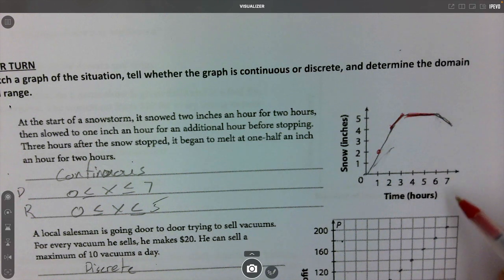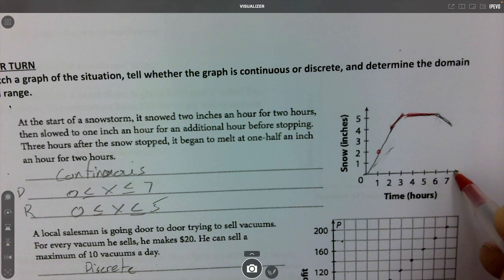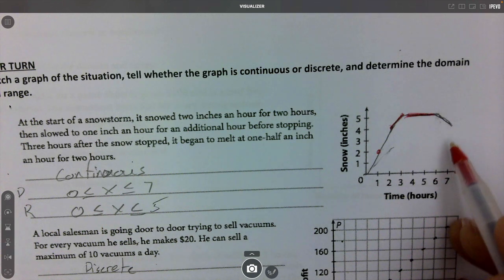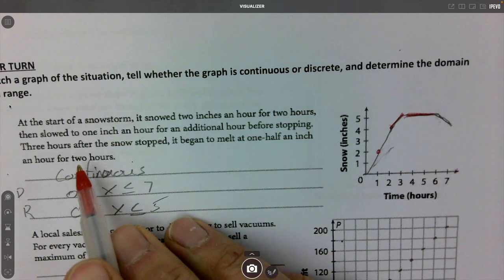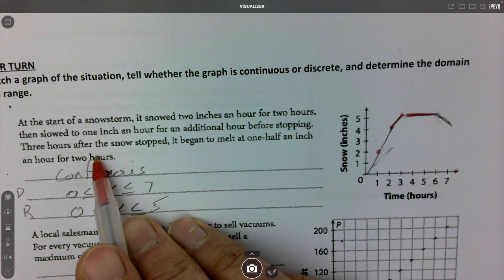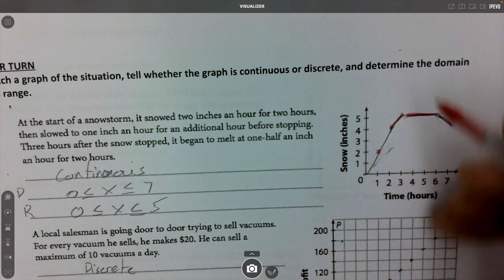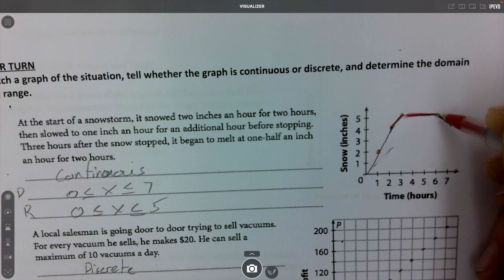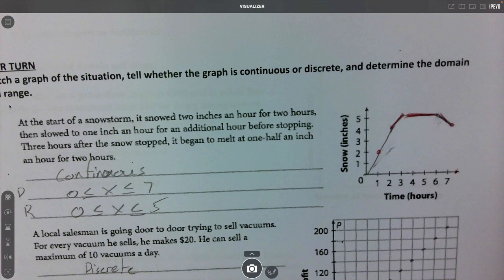Why doesn't it go back to 0? A few of us connected the line all the way down here and ended at 0. Why isn't that true in this scenario? Why doesn't it go all the way here, Tony? Because it doesn't tell us how many hours it melts for. Yeah, it just says in the scenario it's melting for 2 hours. It's possible it continued to melt, but they just told me it melts a half an inch for 2 hours. So after 2 hours, a half an inch times 2 would be 1 whole inch. That's the 1 inch that it melts, and it stops at 4 inches on the ground.